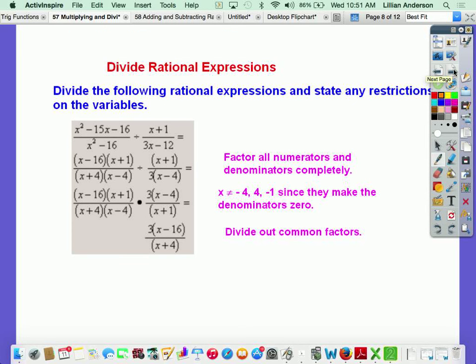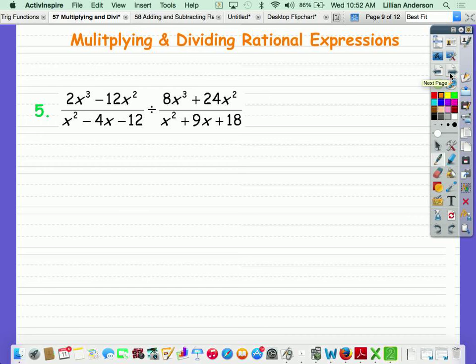Now, dividing rational expressions, okay? Very similar to multiplying, you just have to do one additional step. And I've talked about this before when we've dealt with fractions. When you divide fractions, you're basically multiplying by the reciprocal. So when you're doing it with rational expressions, you're going to be doing the same thing. You guys remember me saying keep, change, flip before? This is what you're going to have to use here. Keep, change, flip.